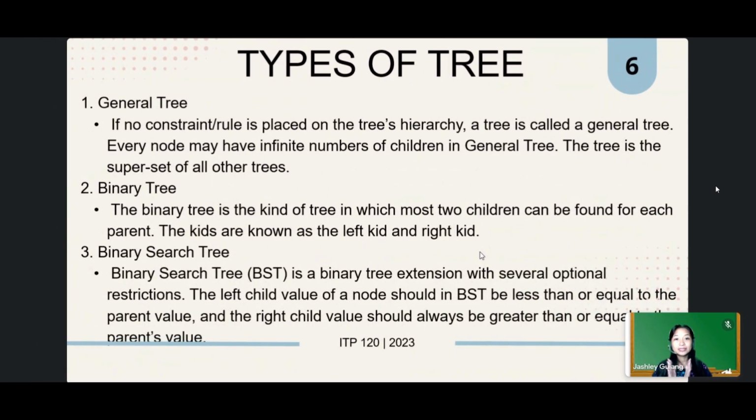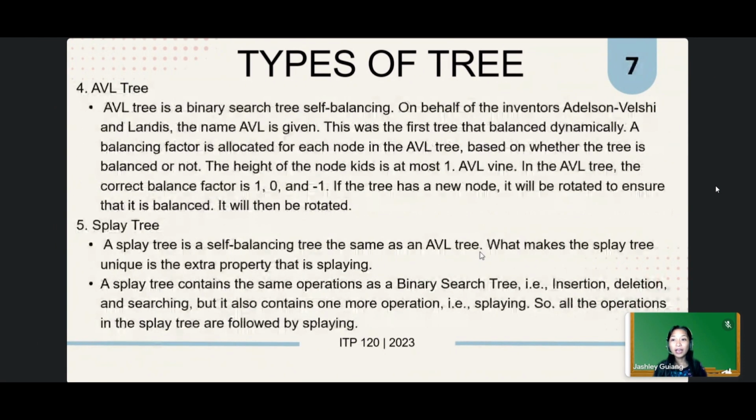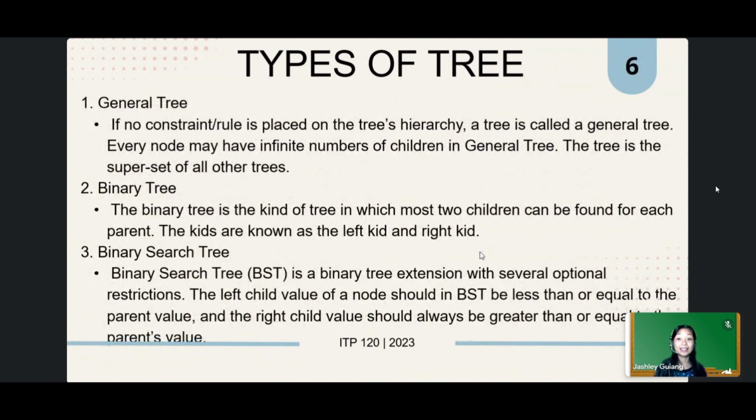So now let's talk about types of trees. We have here 5 different trees. First, let's tackle the general tree. If no constraint or rule is placed on a tree hierarchy, the tree is called a general tree. Every node may have infinite numbers of children in a general tree. The general tree is the superset of all other trees. In a general tree, pwedeng maraming children and ancestors. Wala siyang rule kasi yun nga, it's called a general tree.